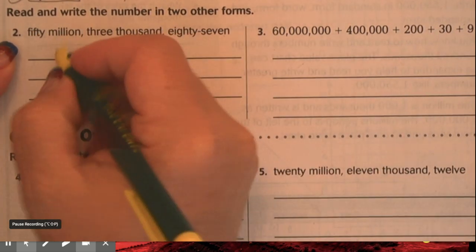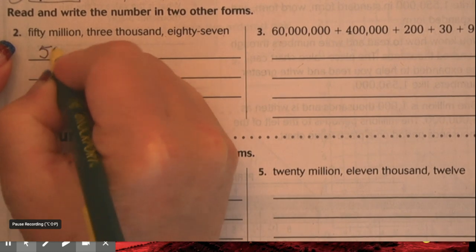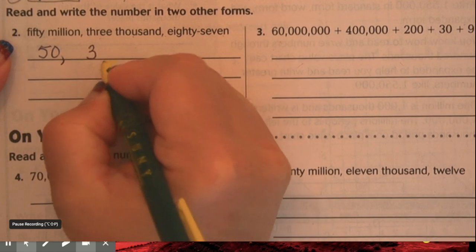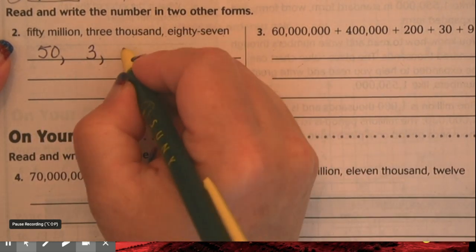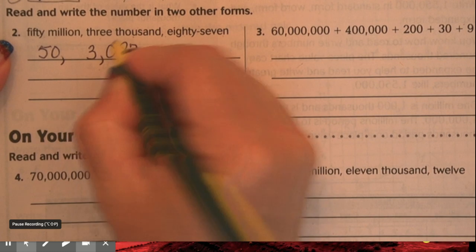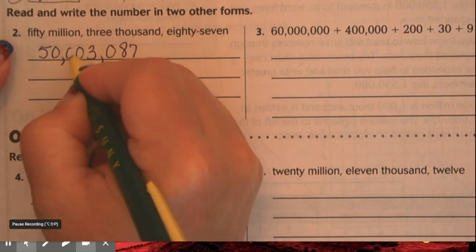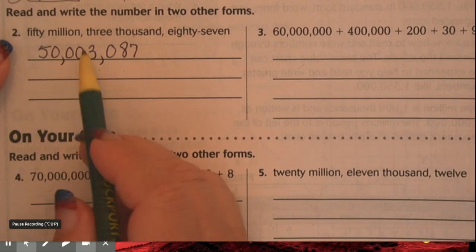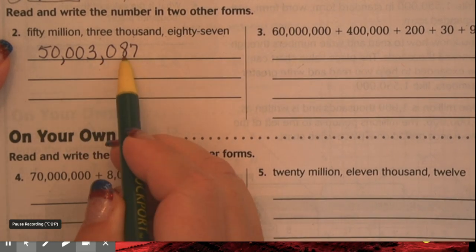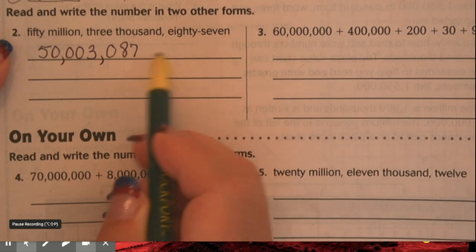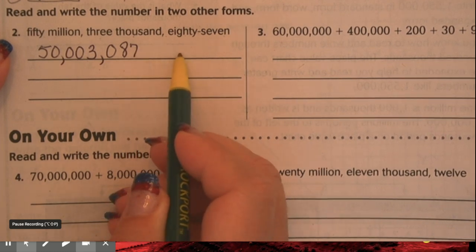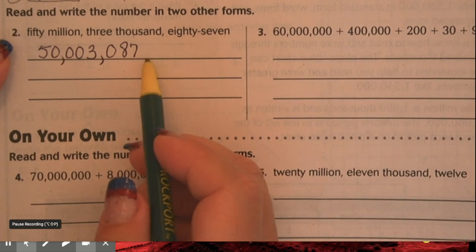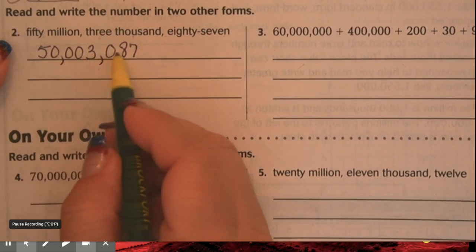So I want to do standard form first. 50 million, 3,000. So I put a 3 in the 1,000s place. 87. It said no hundreds. There were no 10,000s or 100,000s. So this is how you write 50 million, 3,087. And there are no parts. In 5th grade, you will have to also combine in the parts, the tenths and the hundredths place. So this is standard form.